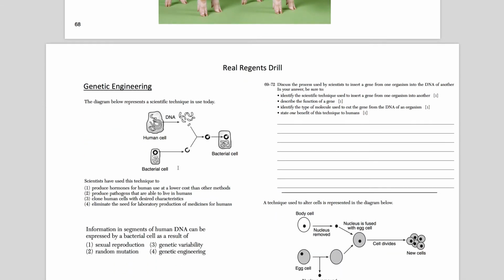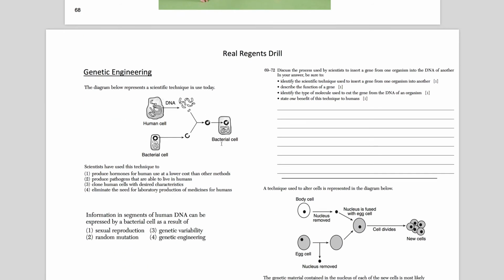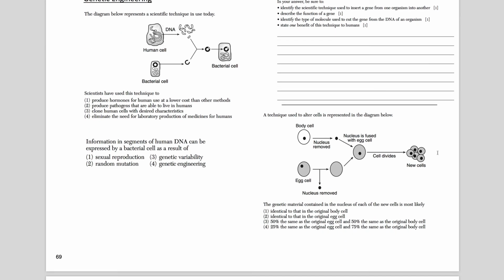Okay, anyhow. So yeah, you got the pictures of genetic engineering. Information can be expressed as a result of genetic engineering. Here they make you really write out the process of it, so fine. And then here, the nucleus removed, new cells. They're identical to the original egg cell? No. Identical to the original body cell? No. 50% the same as the egg. Well, what's the deal here? They're taking the nucleus out. They're going to be identical to the body cell. Right, because they're using the body cell's DNA.